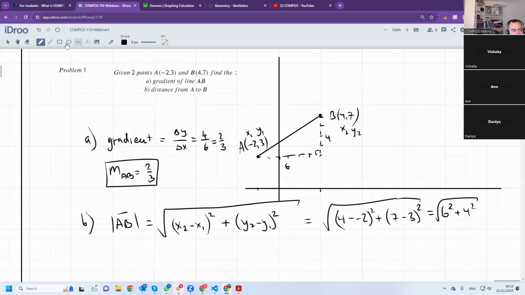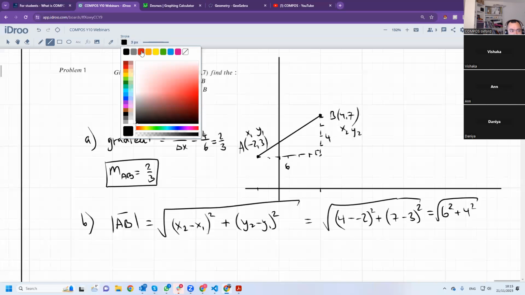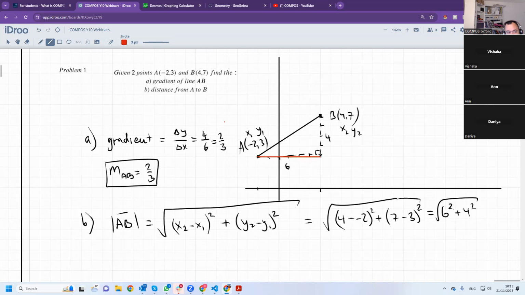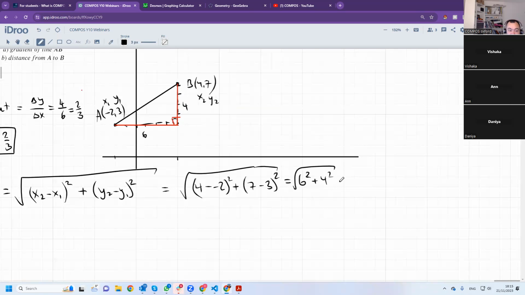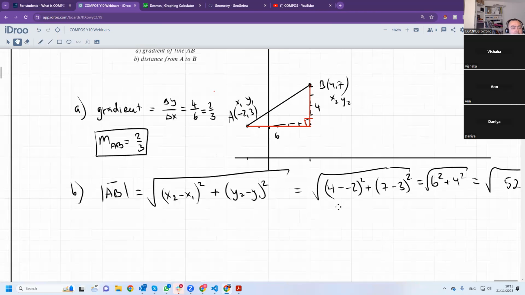And this is Pythagoras' theorem, isn't it? Because this is 6 and this is 4. So we were looking for 6 squared plus 4 squared. That's what we did here. So 36 plus 16 is 52, which is 2 root 13, I believe. Yeah, should be. Okay, let me know if I'm mistaken.